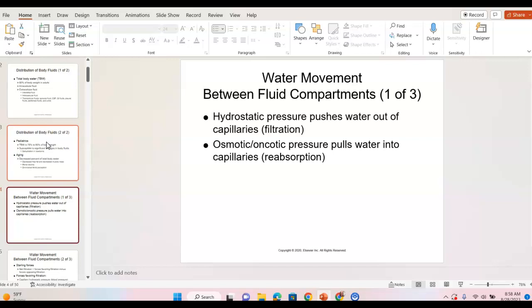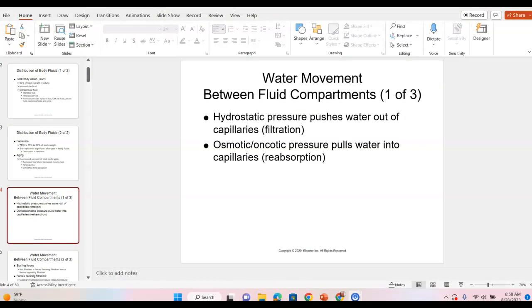Okay, water movement between fluid compartments. Try not to blow your mind about this. Let's try to keep it simple. Hydrostatic pressure is just the pressure of the fluid. And what I am drawing here is an arteriole going into a capillary bed, and then the venule coming out.